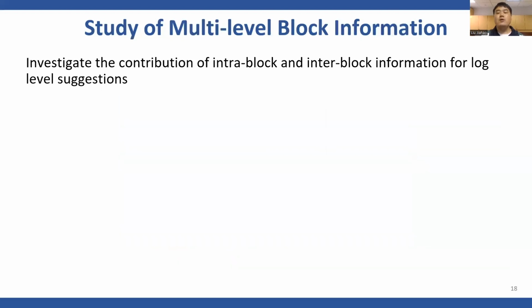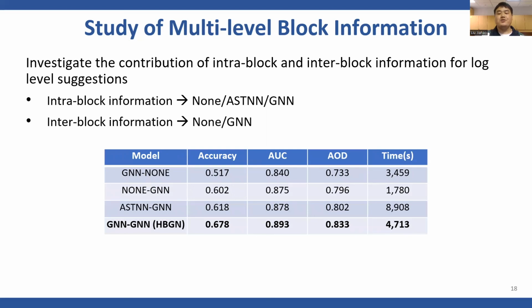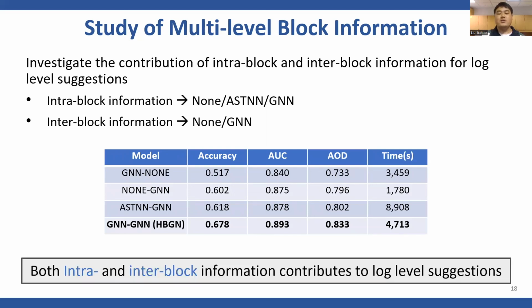We also explore how multi-level information contributes to log-level suggestions. For intra-block information, we compare 3 situations: disable GNN, use ASTNN to extract intra-block information, and our proposed GNN. ASTNN is the state-of-the-art that extracts information from ASTs. For inter-block information, we consider 2 situations, disable GNN and our proposed GNN. From the table, we find that our approach achieves the best performance. This indicates both intra-block and inter-block information contribute to log-level suggestions, and our approach can extract this information well.